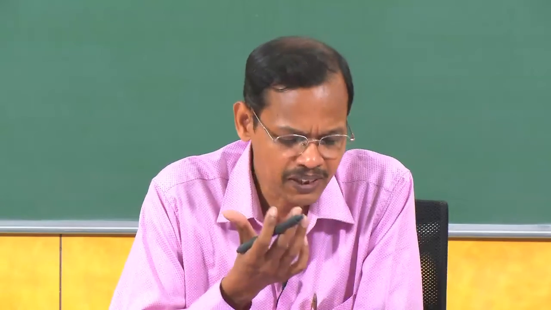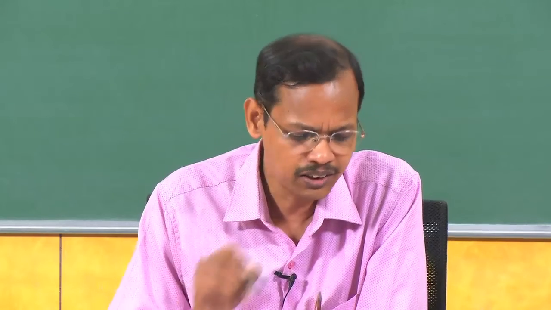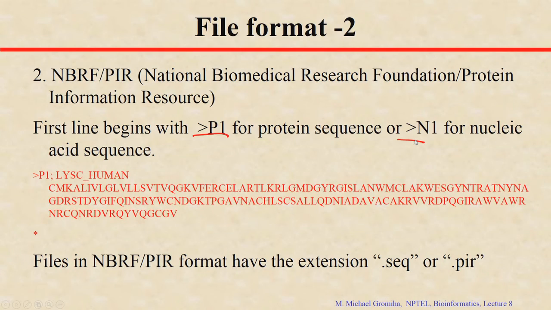So, what is a PIR format? It begins with the greater than symbol and P1. P1 is for the protein sequence and N is for the nucleic acid sequence. So, if you see here, this is for the protein sequence, followed by the sequence, and then it ends with the star, which means this is one complete sequence. This is the format used in PIR. In this case these files have the extension .seq or .pir. Then the program will understand this is a sequence file or a PIR file.